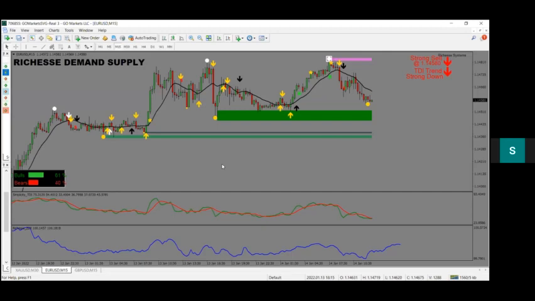So this is our other indicator, named Richest Demand and Supply. In this indicator, it is the same demand and supply, but for the lower time frames. This indicator will show you the trend, but the ongoing trend is this candle. This is your demand and supply area. These arrows are for buy and sell.